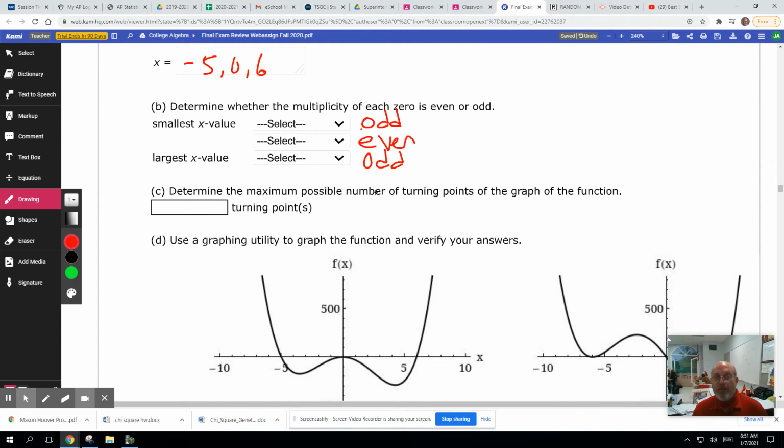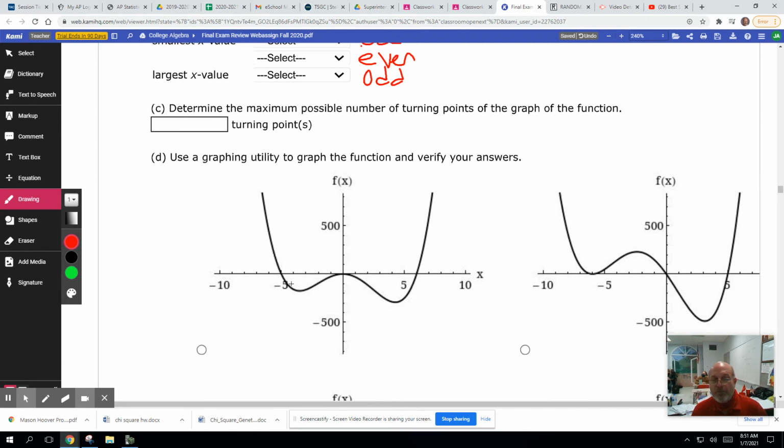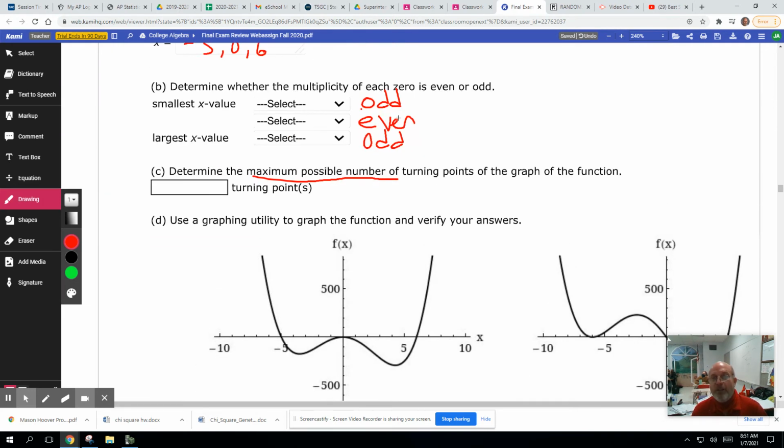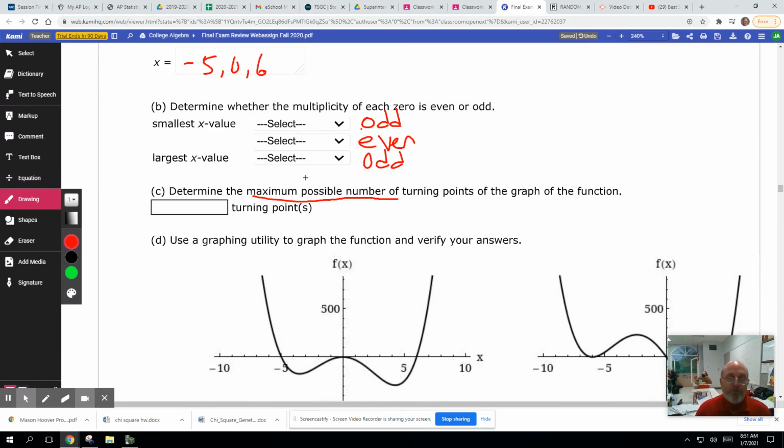It says determine the maximum number of turning points on the graph of each function. The turning points are the places where the graph goes from decreasing to increasing or increasing to decreasing. So they're the maximums and the minimums, maxima and minima, right? Now this has 3, but this says determine the maximum possible number of turning points. That's based on the degree of the function. The maximum possible number of turning points is always 1 less than the degree of the function. Here, the degree is 4, so there's a maximum of 3 turning points.